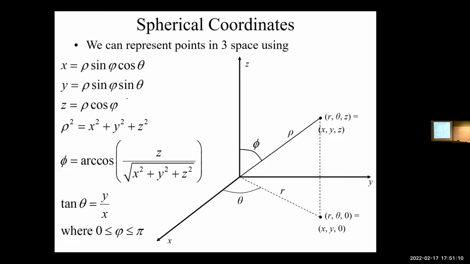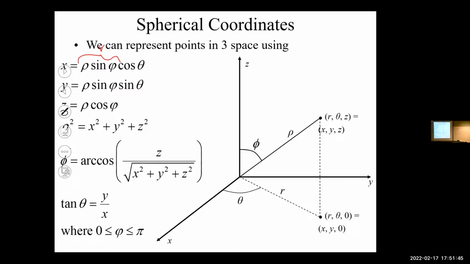So the reason X is R sine phi cosine theta, well, excuse me, rho sine phi cosine theta. Well, what's rho sine phi going to give us? Rho sine phi gives us the opposite side, which is over here. And then cosine theta from before. So basically this part here is taking the place of R from polar.